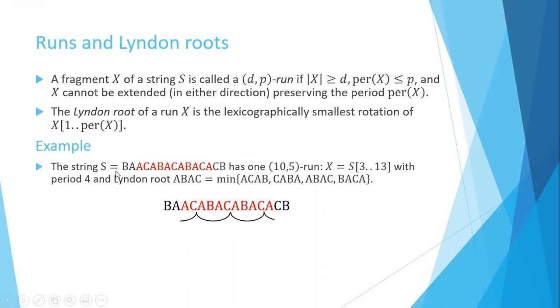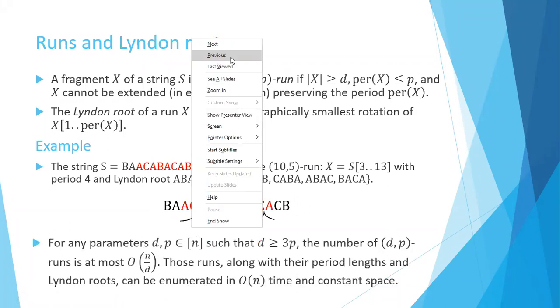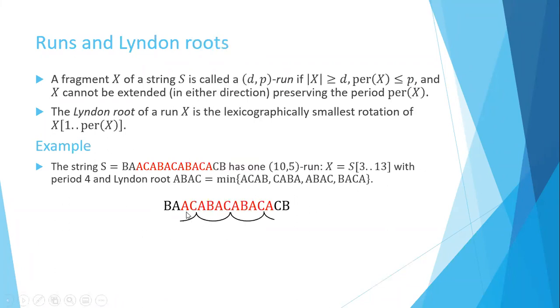Just as an example, there is the string S and there is, for example, the 10-5 run x, which is from index 3 to 13. And we define the Lyndon root of such a run x to be the lexicographically smallest rotation of a period of x. So for example, here you can see that the period is ACAB, and if you look at all of the rotations, the minimal rotation will be ABCA. It will be used later to create some synchronization.